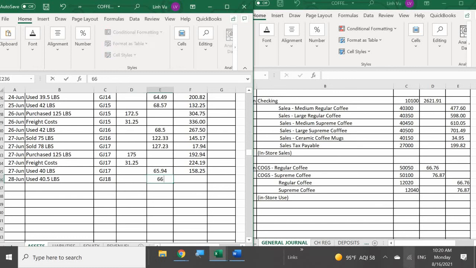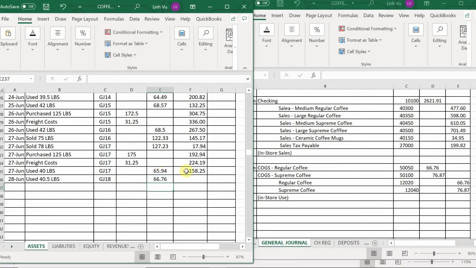So therefore, if I calculate it, $158.25, and I got rid of $66.76 worth, I should have left in my inventory $91.49, which is exactly what we did in our inventory worksheet. That's how much we used, and that's how we update our inventory ledger account. So our inventory ledger matches our inventory worksheet. Okay? So in this case, I confirmed that by using 40.5 pounds, that means I only have $91.49 left in my inventory, which we know is the 55.5 pounds, right? Because we calculated it.